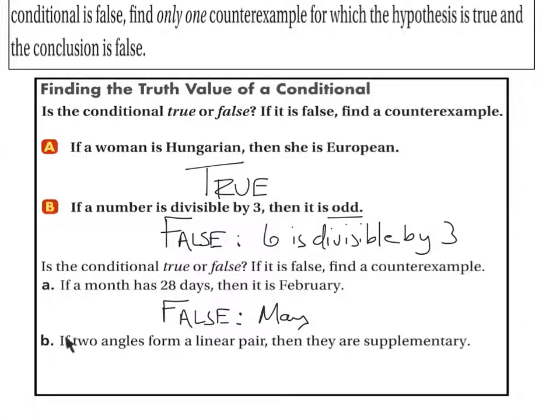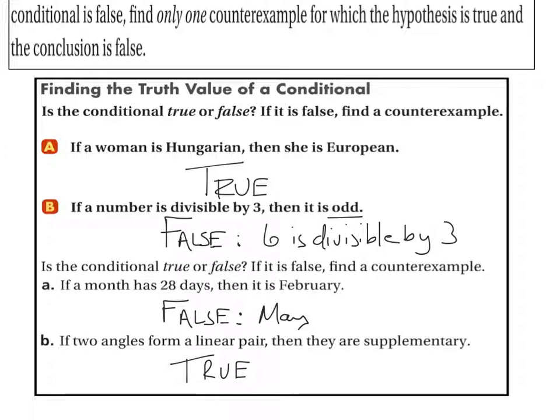Last one. If two angles form a linear pair, then they are supplementary. Okay, going back to a math question here. If two angles form a linear pair, so that's two angles right next to each other, two angles adjacent to each other, that make 180 degrees. Wait, is 180 degrees supplementary? And will 180 degrees ever be anything other than 180 degrees? No, because it's a linear pair. So therefore, this is true.